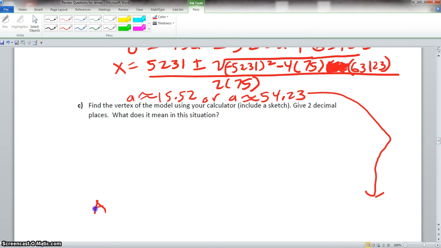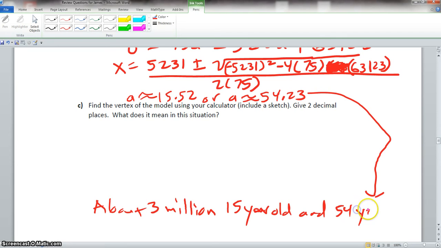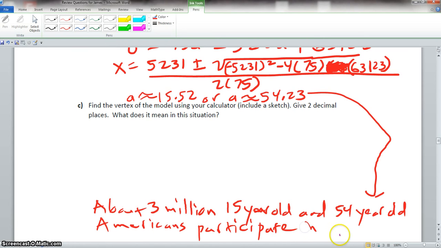Basically, the situation is about 3 million, because it's really 3,000 thousands, about 3 million 15-year-olds and 54-year-old Americans participate in aerobic exercise regularly.